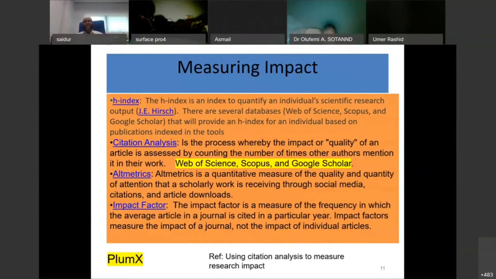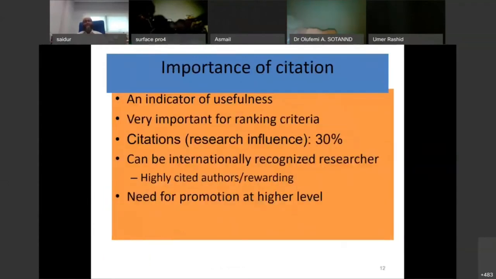All those things we can also promote, because now more tools are coming to measure the impact of our scientific publications. So why is citation important? It should have been covered earlier, but I'm sorry, some of the slides may not be well organized, because sometimes it is hard for me. So please bear with me.